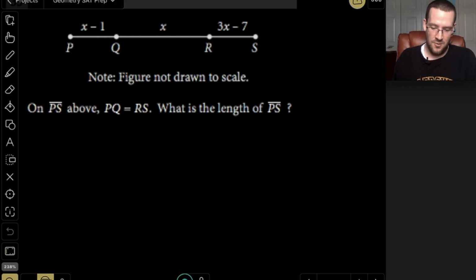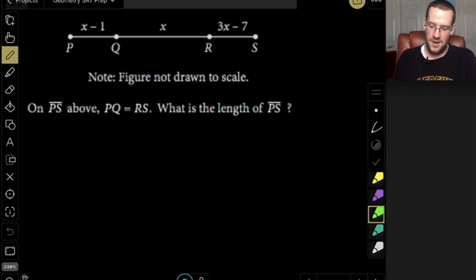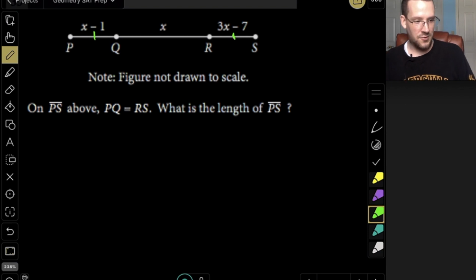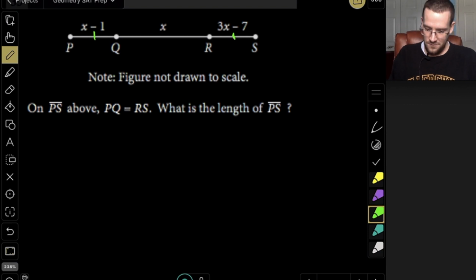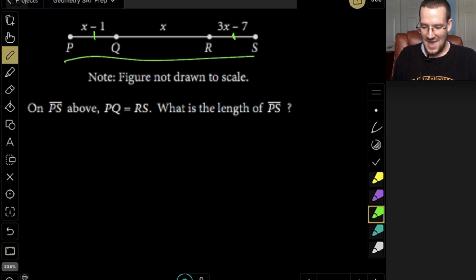All right, finally, some segment addition. Now again, be careful. Figure not drawn to scale. We're told that PQ is equal to RS. This is not even a proof. PQ equal to RS. So these two things are the same. What is the length of PS?